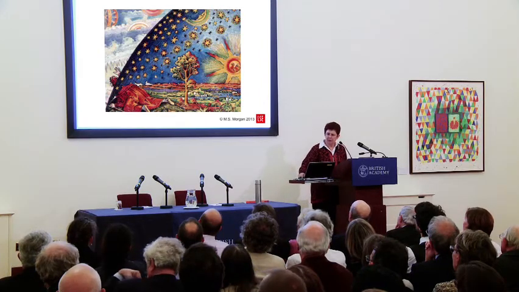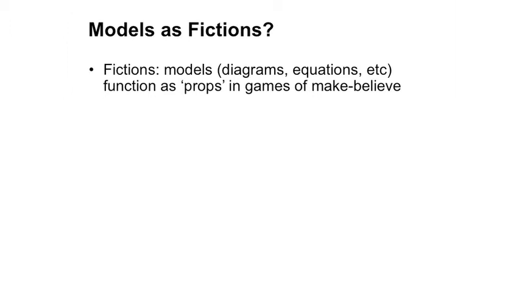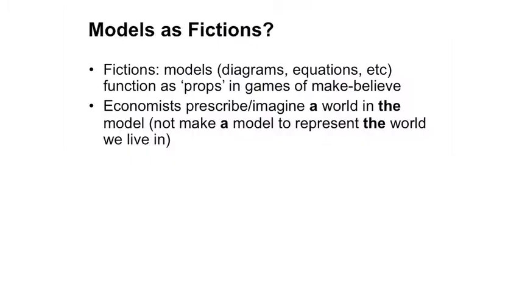I've also chosen it because there is a new, recent idea that has come into philosophy of science, that we should think of models as fictions. This is particularly fashionable amongst younger philosophers of science, particularly my colleague Roman Frigg, who's here, Adam Toon, and a number of other younger colleagues. So the idea is that we can think of the models of economics, diagrams, equations, etc., as props in a game of make-believe. Economists then prescribe or imagine a world in the model. They don't make a model to represent the world we live in. They imagine a world, which they then picture or write down in this model.